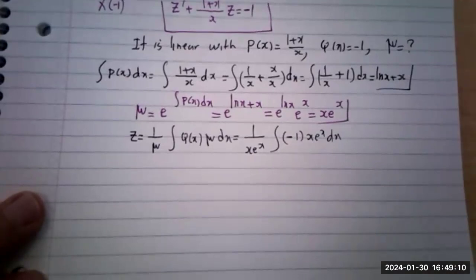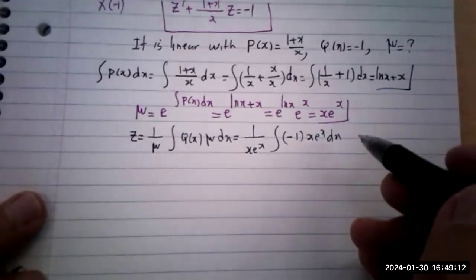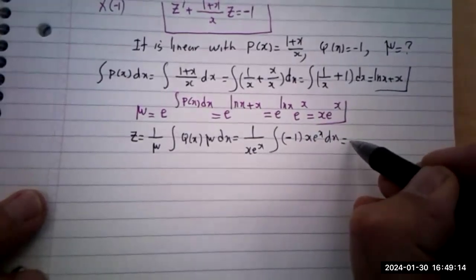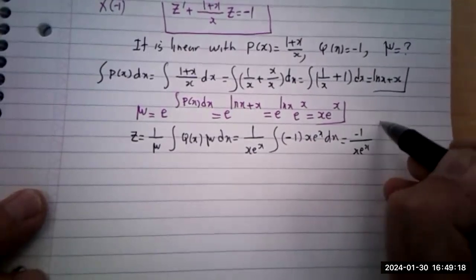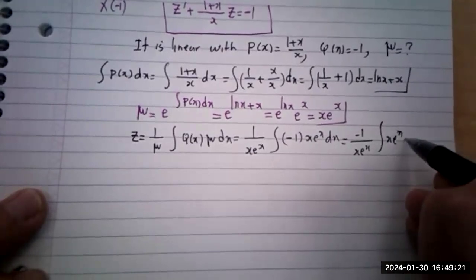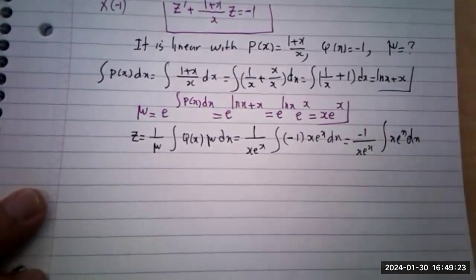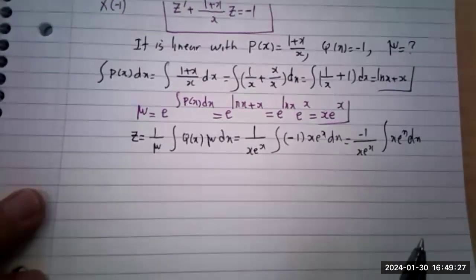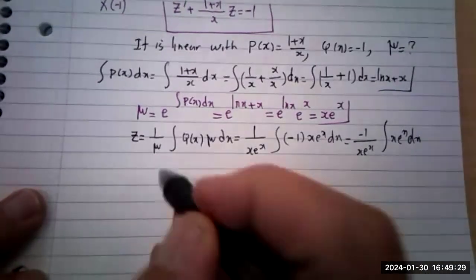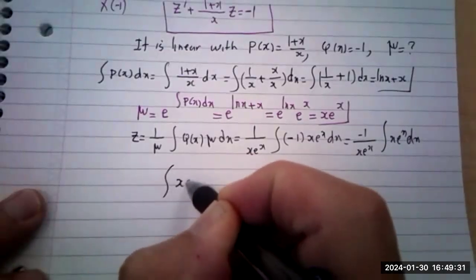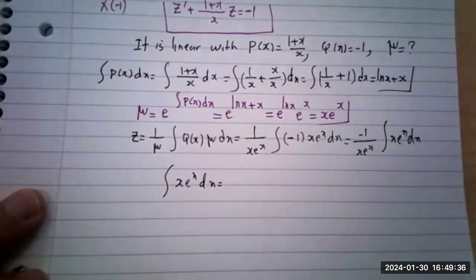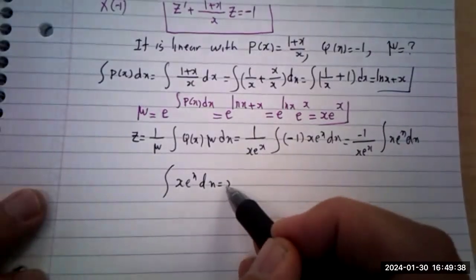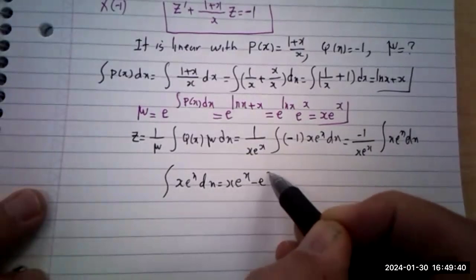Okay, we can pull out the negative sign, but we have to use integration by parts. That would be -1 over x e to the x times the integral of x e to the x dx. Now, we can use the table, or this is easy to find. So the integral of x e to the x dx is going to be what? I think it's x e to the x minus e to the x.